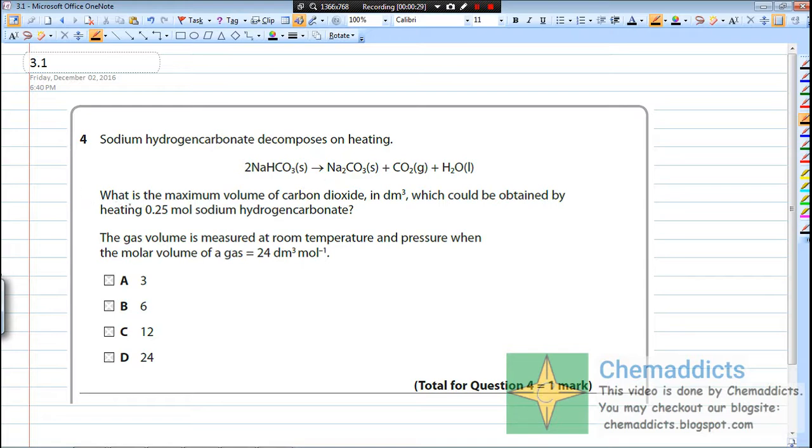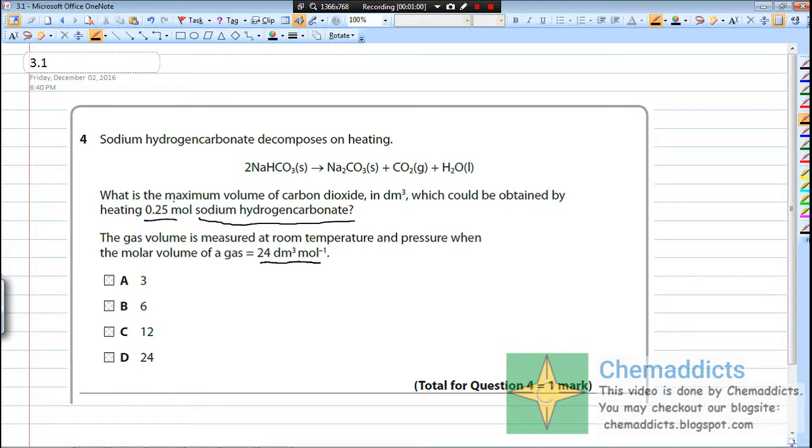The question says, what is the maximum volume of carbon dioxide in dm cube which could be obtained by heating this amount of sodium hydrogen carbonate? The gas volume is measured at room temperature and pressure when the molar volume of gas is this. Oh, hooray! Here the molar volume is already given. So here the amount of mole of sodium hydrogen carbonate is also given. So these are the pieces of information that are given.